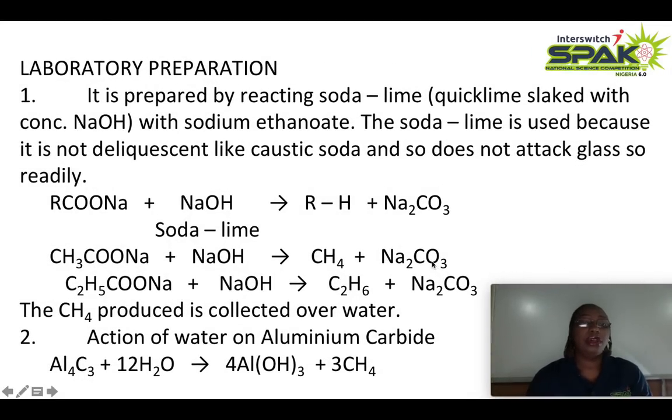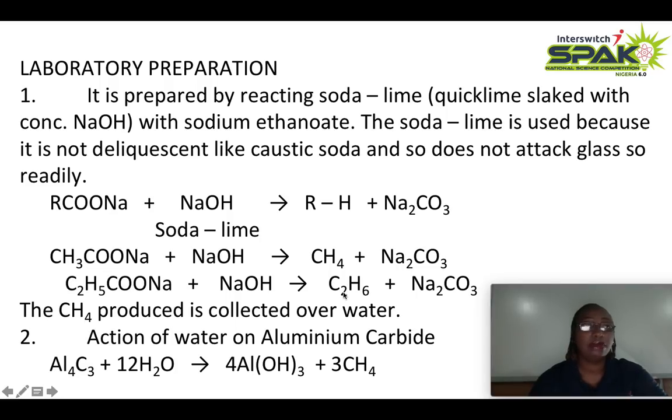Laboratory preparation of methane. It is prepared by reacting soda lime, that's a mixture of quicklime and concentrated sodium hydroxide, with sodium ethanoate. The soda lime is used because it is non-deliquescent like caustic soda and so does not attack glass so readily. As you can see in this reaction, the sodium ethanoate plus sodium hydroxide will give you methane plus sodium carbonate.